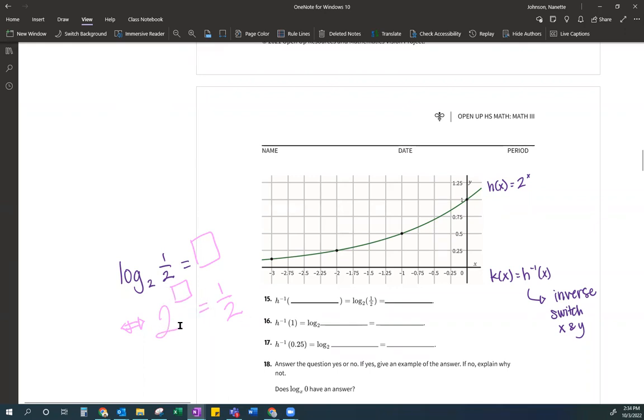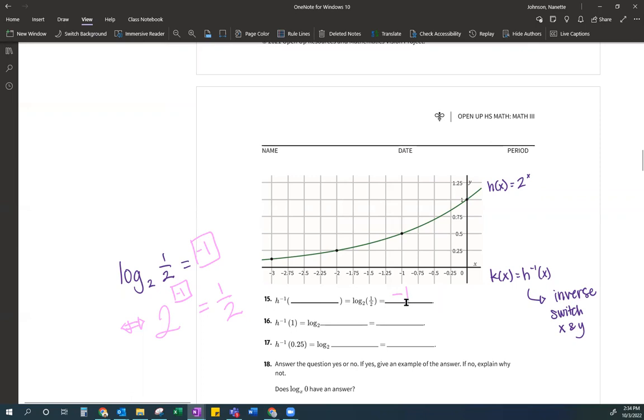What happened to this 2 to give me 1/2? So hopefully you're saying, yeah, it's divided by 1. Exactly. It's that negative exponent. So my answer here is -1. So I'm going to put a -1 in the exponent. I'm going to put a -1 as my answer to the log. So that's what this gets here, -1. Now it's saying h inverse of what number gives me -1?